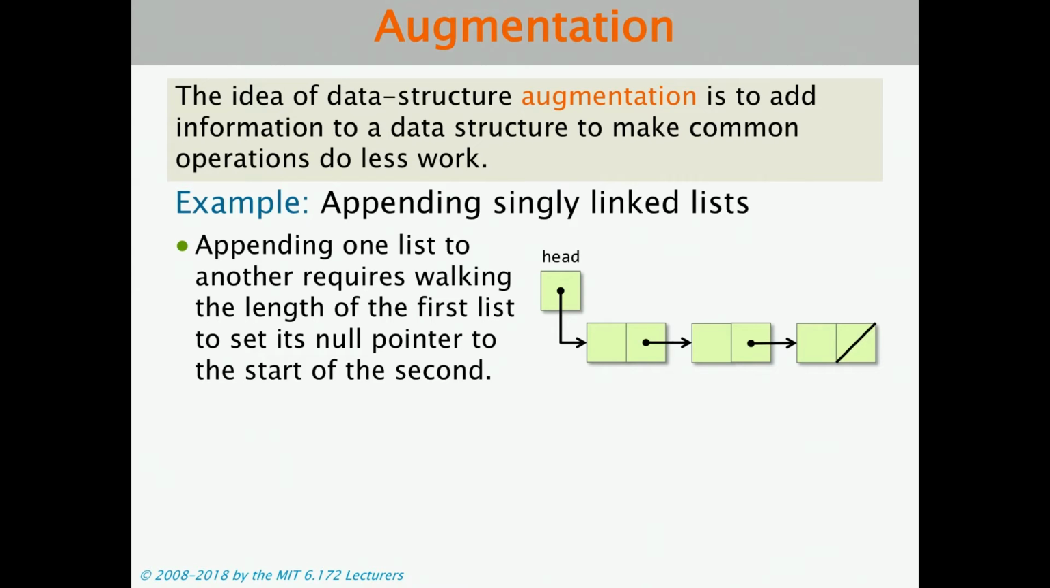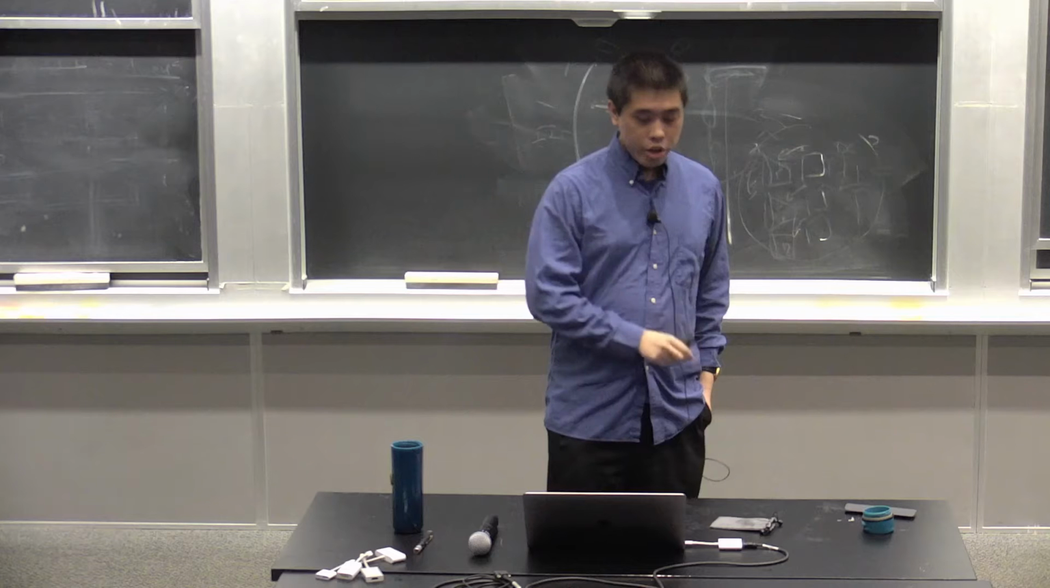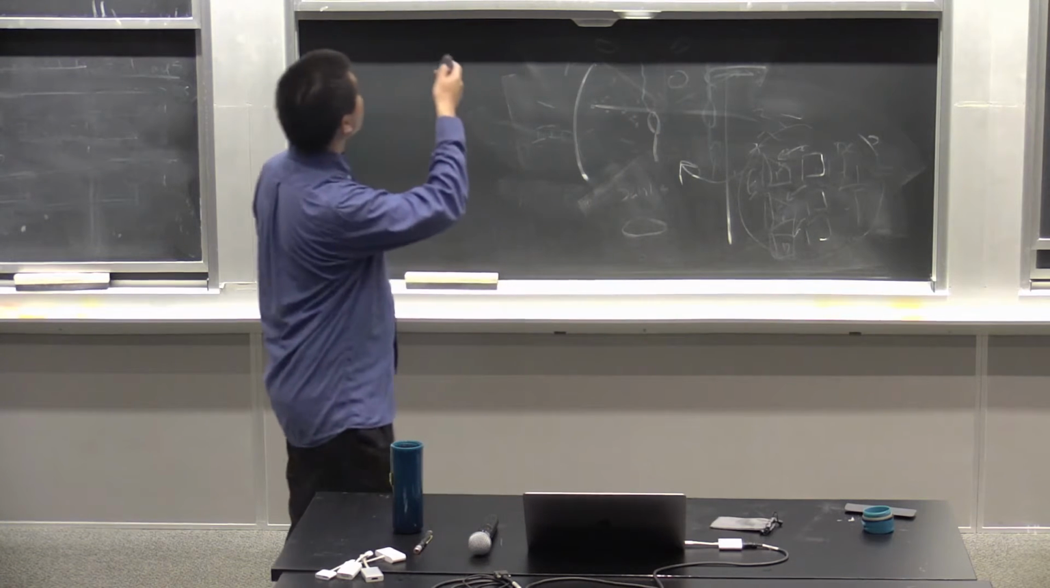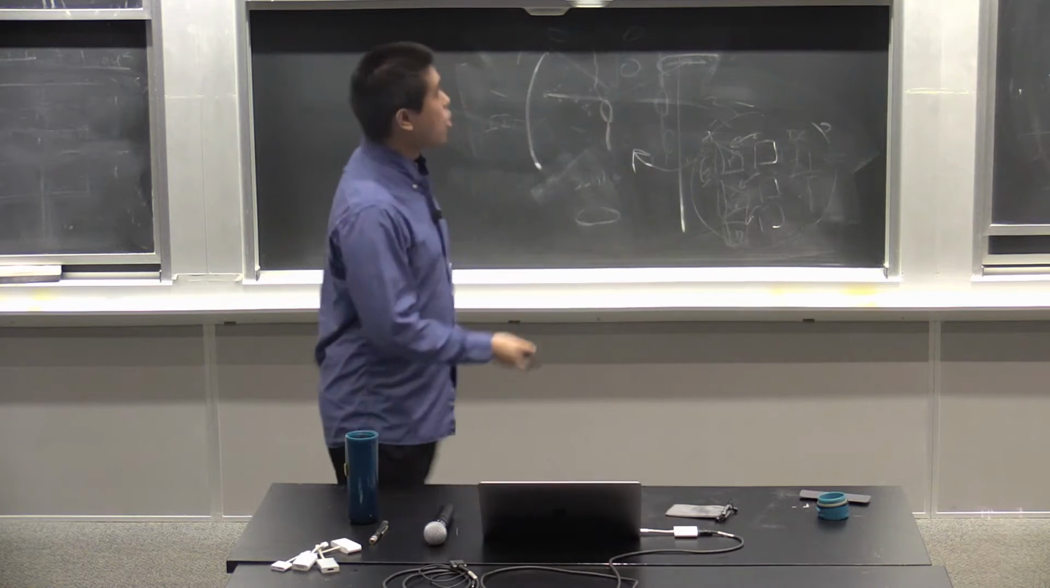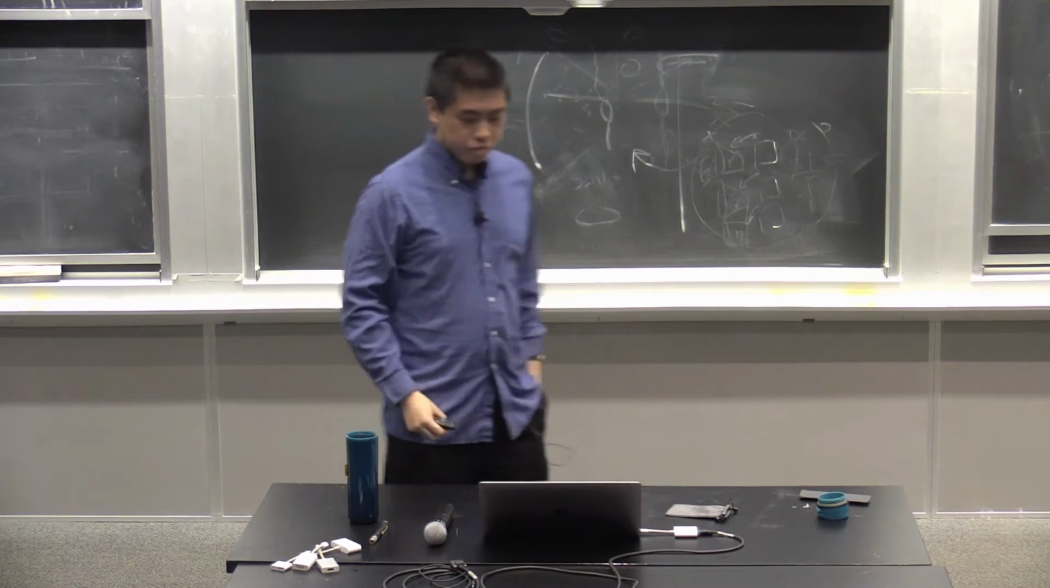Let's say we had two singly linked lists, and we wanted to append them together. And let's say we only stored the head pointer to the list, and then each element in the list has a pointer to the next element in the list. Now, if you want to append one list to another list, well, that's going to require you walking down the first list to find the last element so that you can change the pointer of the last element to point to the beginning of the next list. And this might be very slow if the first list is very long.